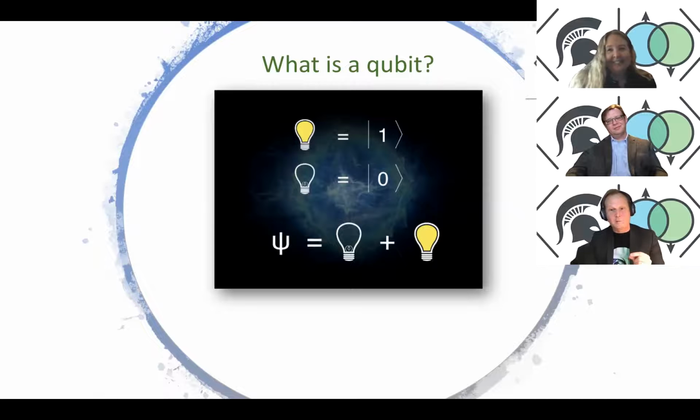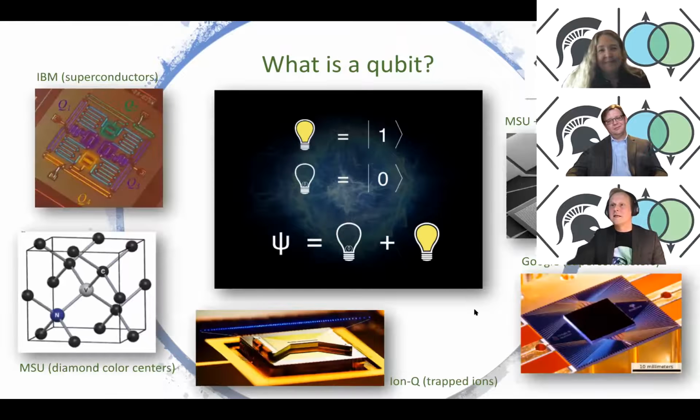If you want to build a quantum computer, you need to make qubits, and there's lots of ways to do this. Let me see. Here are just some of them. So for example, you can make these. You need something that can perform this function, and there's lots of physical ways to do this.